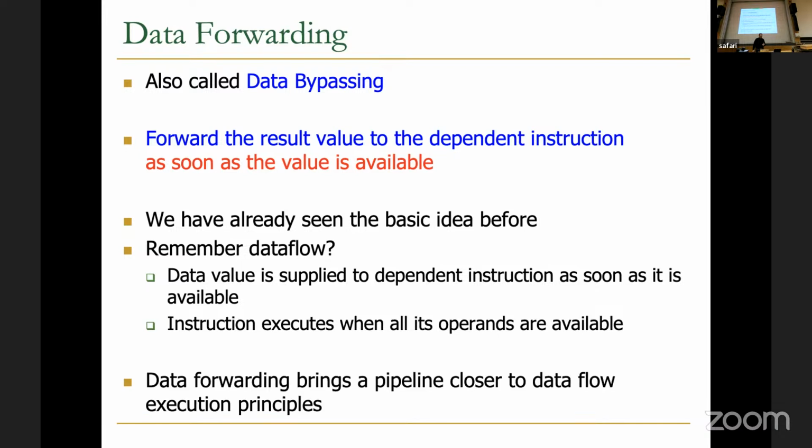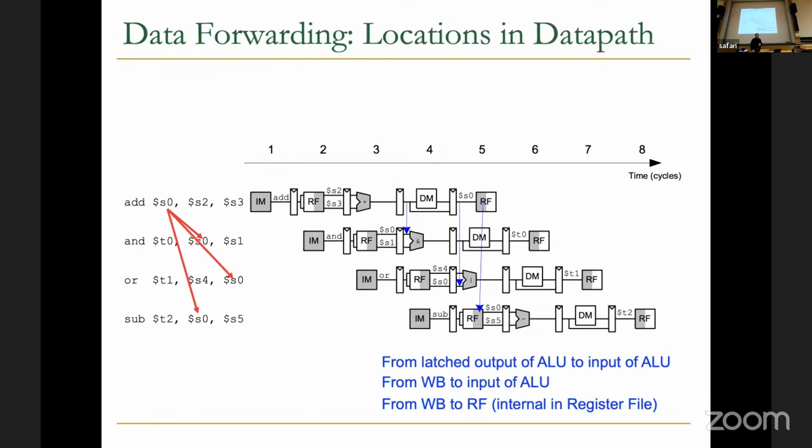And as I said, data forwarding brings the pipeline closer to the data flow execution principle. So in the end, it is a kind of implementing, architecting, following that principle design. But data forwarding comes at some cost. It's not free. It's very important to improve the performance, but at the same time, it comes at the price of some costs that we will see today in lecture.